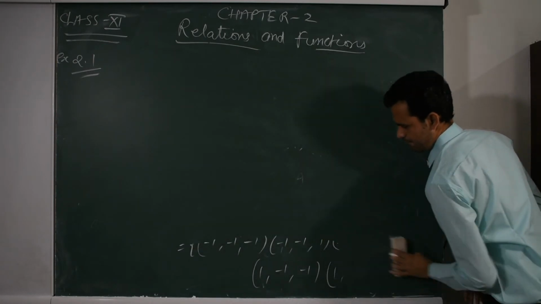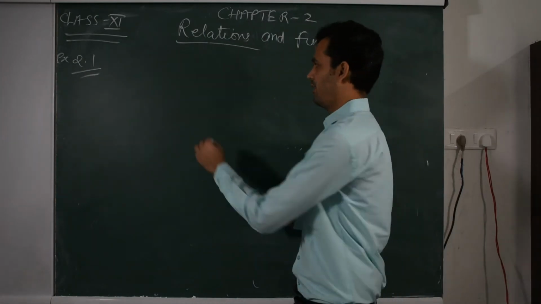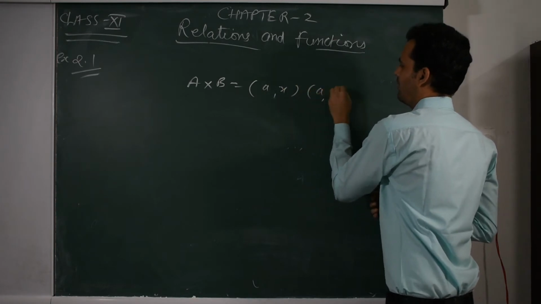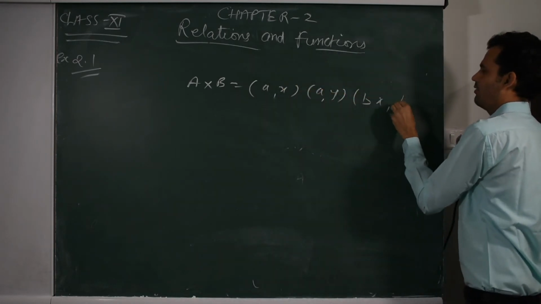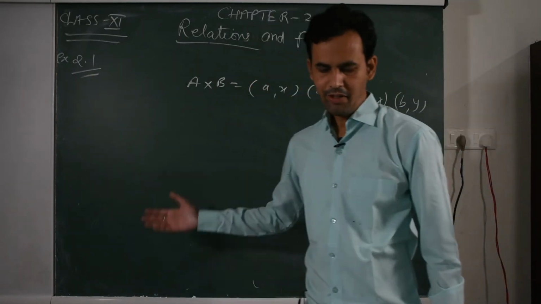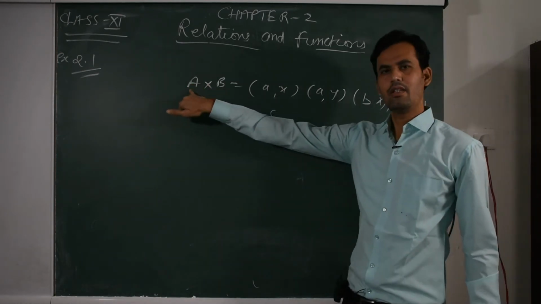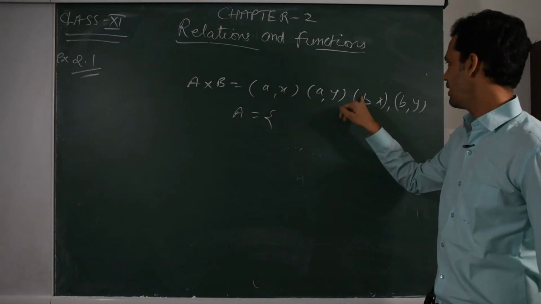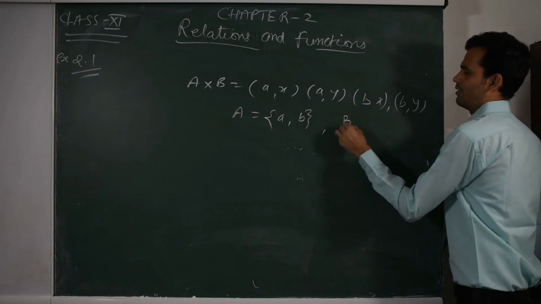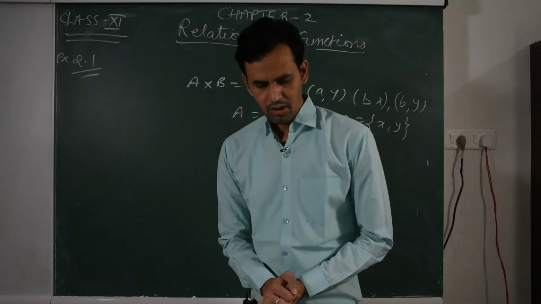Now the next question is question number 6. In question number 6, A cross B is given as {(a, x), (a, y), (b, x), (b, y)}. We have to find the value of A and B. So first, here A is the set, therefore the first elements are the elements of set A. So a and b are the elements of set A, and the second elements are of set B. So this is question number 6.